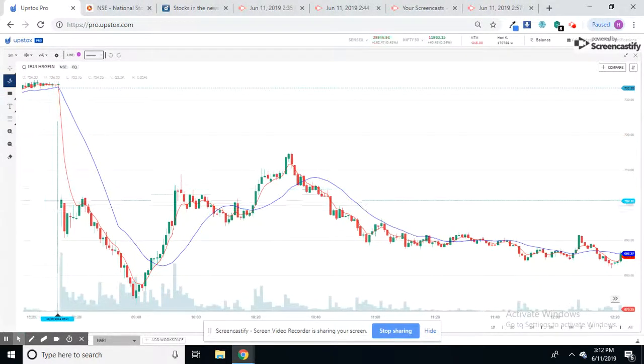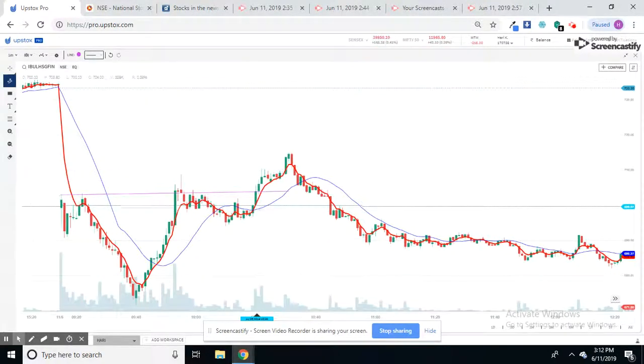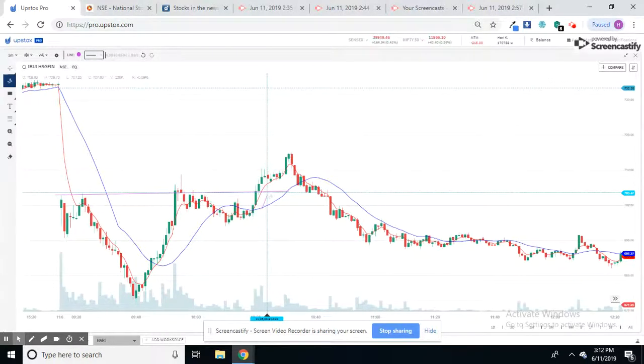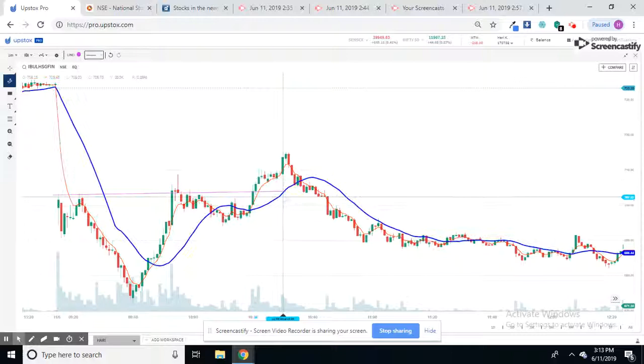Okay, you could have gone for a buy position somewhere over here. Once there was a cross, the red line crossed above the blue line, that is a buy signal. And after this resistance level got breached, you can go for a buy position.